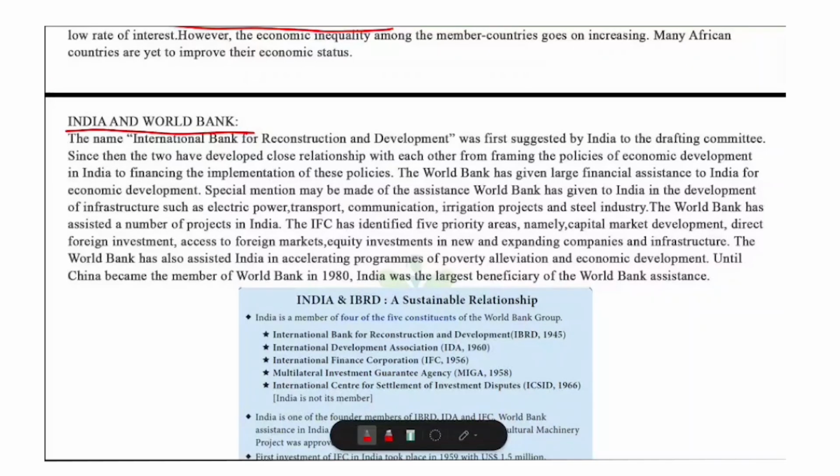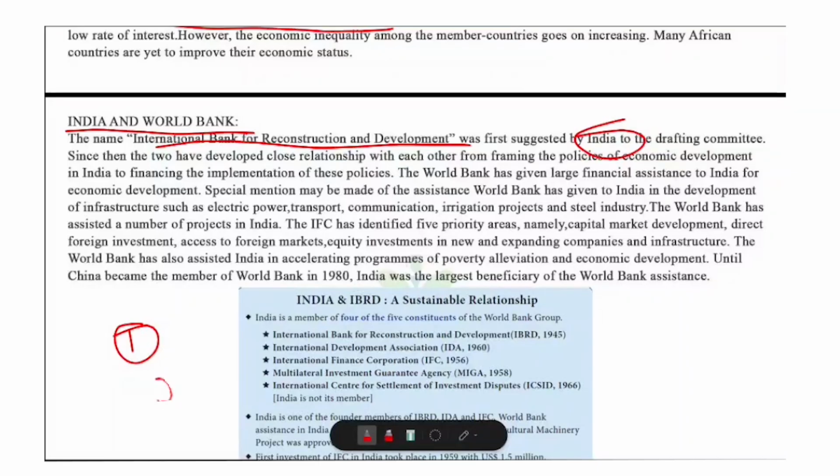India has had a long and close relationship with the World Bank since its inception. So let's look at it one by one. India's role in the World Bank. The name International Bank for Reconstruction and Development was first suggested by India to the drafting committee at Bretton Woods Conference. This shows India's active role in shaping the institution.